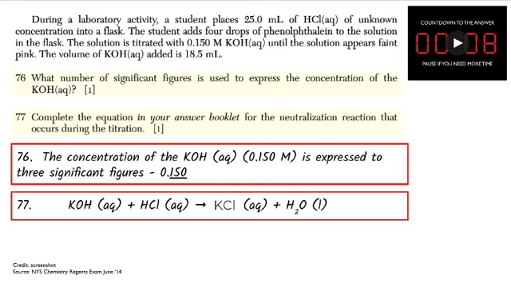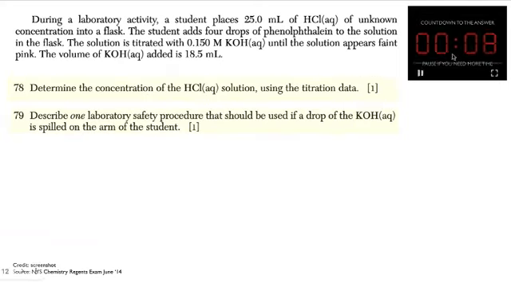To write the neutralization reaction, remember neutralization takes an acid and a base and creates water. So you take the OH of the base and the H of the acid to make H2O. The remaining components become a salt. So in this case, it would be potassium chloride, KCl, plus H2O. Now take a moment to determine the concentration of HCl solution that would have been found in this problem using the titration data given, and describe one laboratory safety procedure that should be used if a drop of the KOH solution was spilled on the arm of a student.